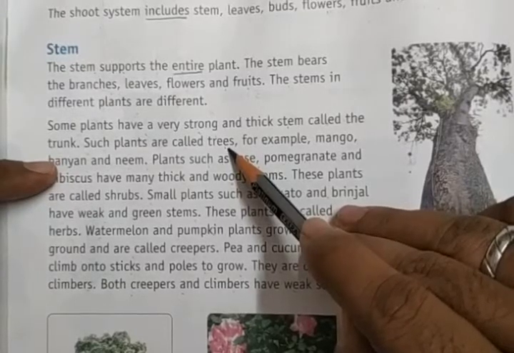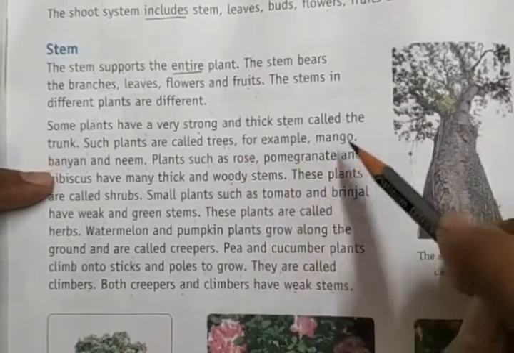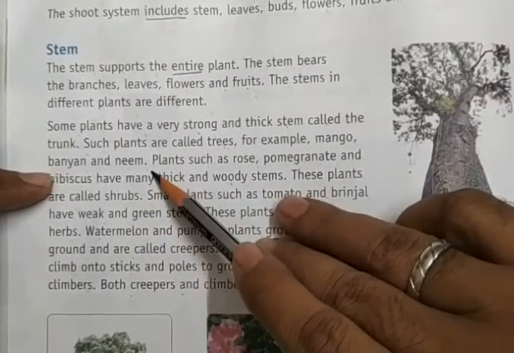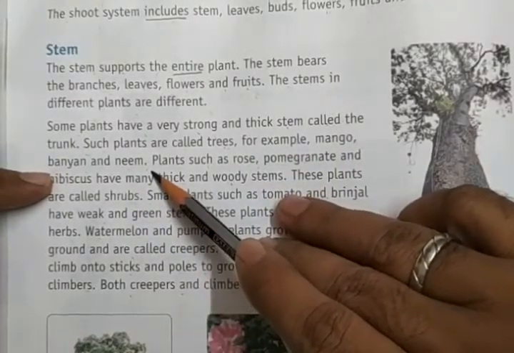They are called trees. For example, mango, banyan and neem plants. Banyan tree.